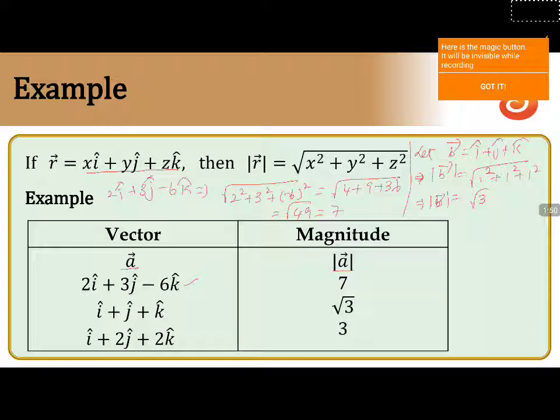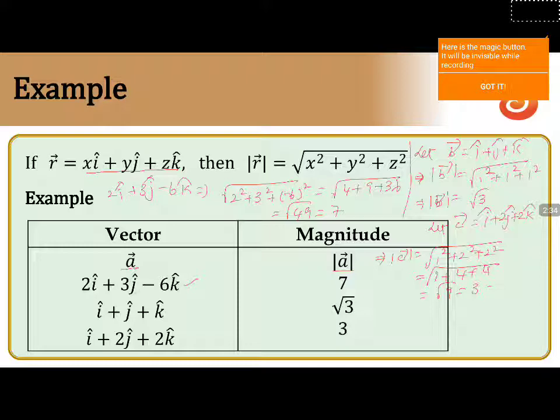Let me take the next one. Let c vector is equal to i cap plus 2j cap plus 2k cap. Now the magnitude of c is equal to square root of 1 square plus 2 square plus 2 square. That makes 1 plus 4 plus 4, that is equal to root 9, which is equal to 3. Therefore the magnitude of i cap plus 2j cap plus 2k cap is equal to 3.